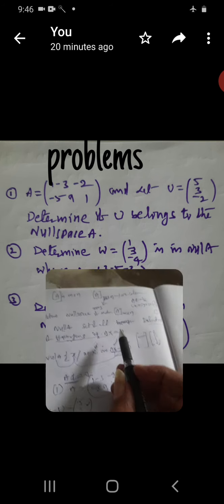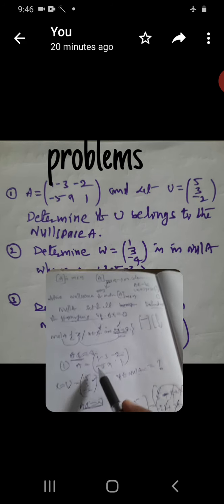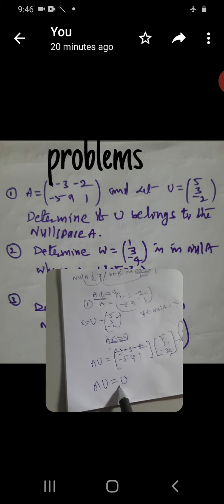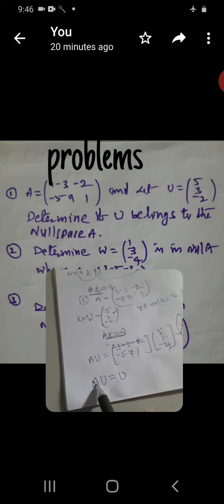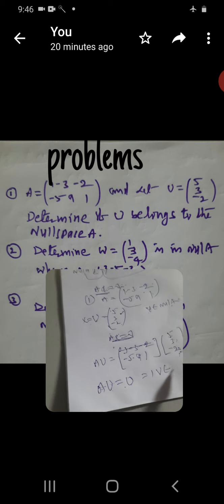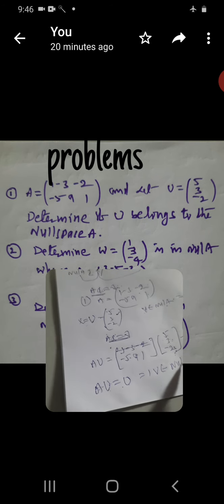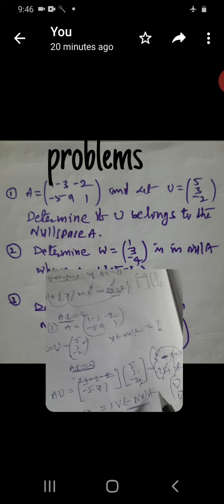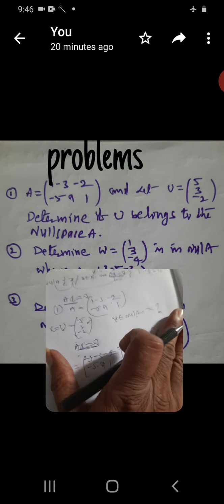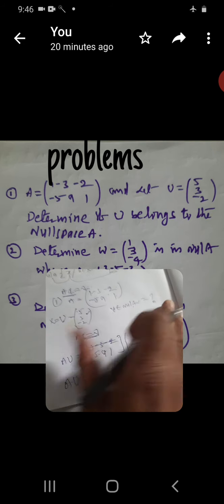Here, given the set, Ax is equal to 0, and x is the variable, here 5, minus 3, minus 2. This is satisfied: under this multiplication A into u, you get 0. Therefore, u is also an element of Null A. This type of problem is given for 4 marks, 2-3 times in our Kakatiya University papers.